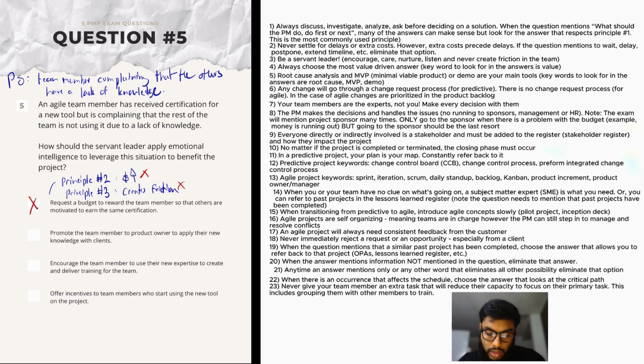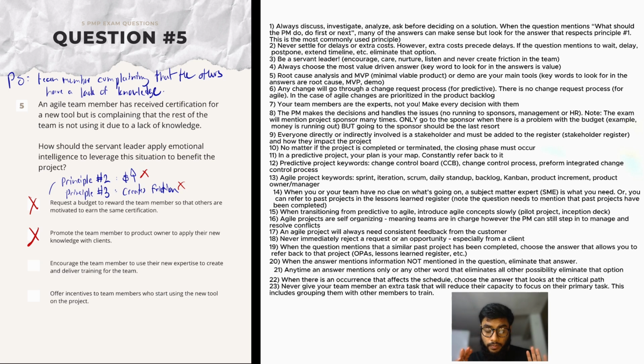Promote the team member to product owner, to the product owner position to apply their new knowledge with clients. Now, there is nowhere in the question where it mentions that this tool has to do with anything that the product owner does or the backlog and this and that. And it doesn't address the root problem. The problem statement says that this team member is complaining about other people not having this specific knowledge. So it's not addressing anything. I'm going to exit.